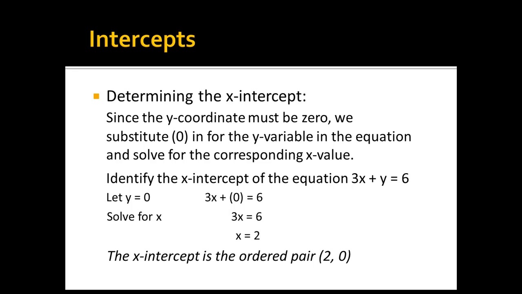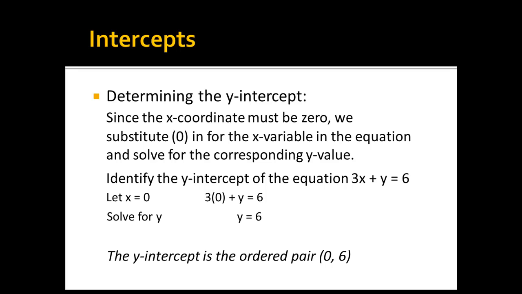Since the y-coordinate must be 0, we substitute in 0 for the y variable and then solve for the corresponding x. In the equation that we're given here, 3x plus y equals 6, if we let y equal 0, then we get 3x is equal to 6, x is equal to 2. So we know that the x-intercept is the ordered pair where x is 2, y is 0. So it's really pretty simple.